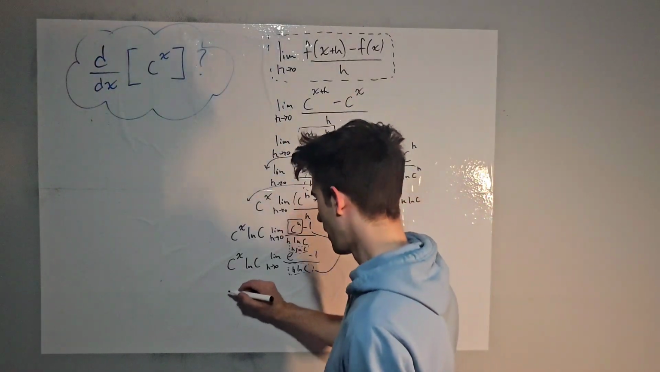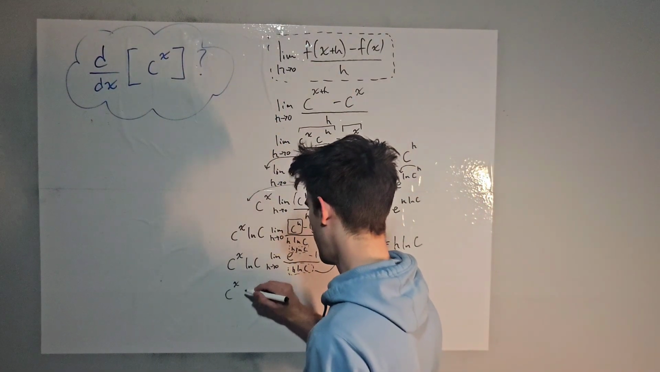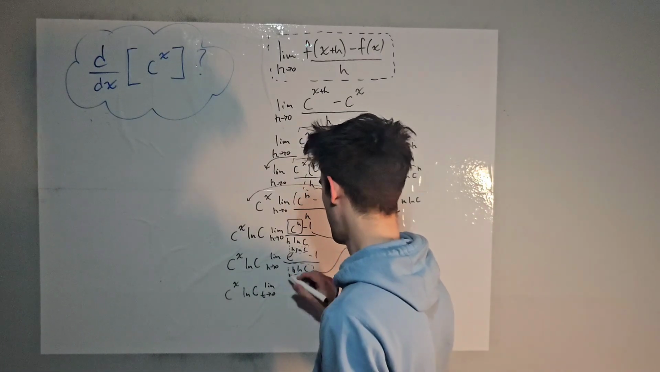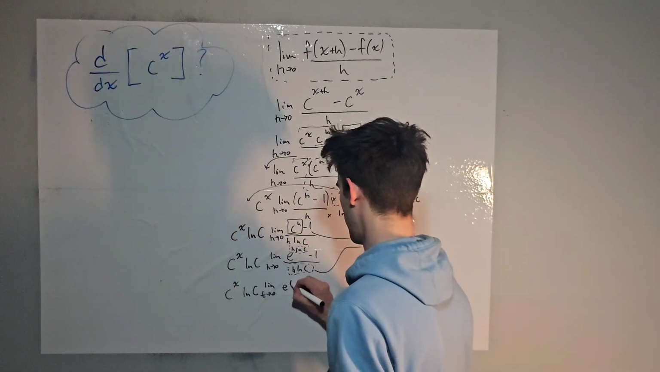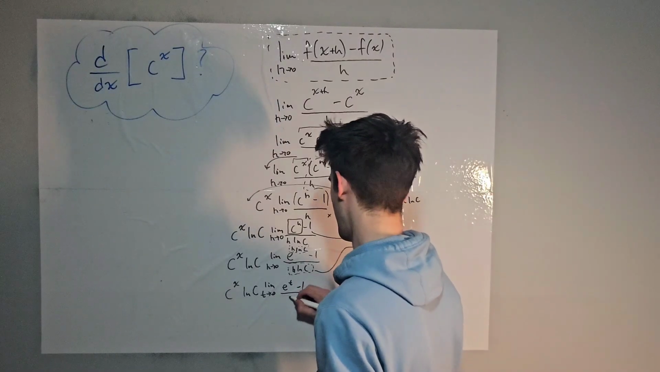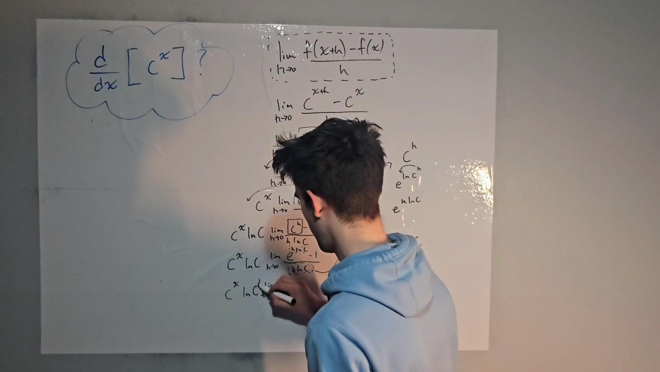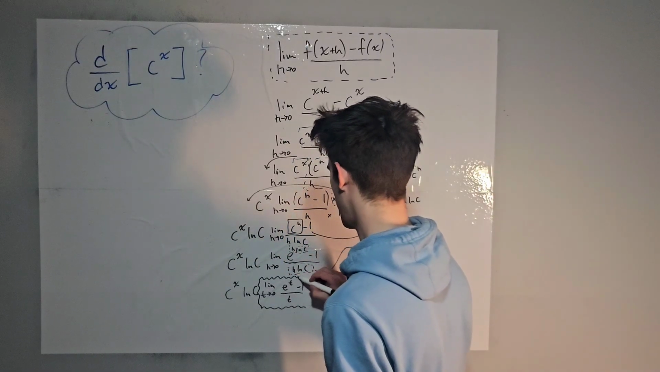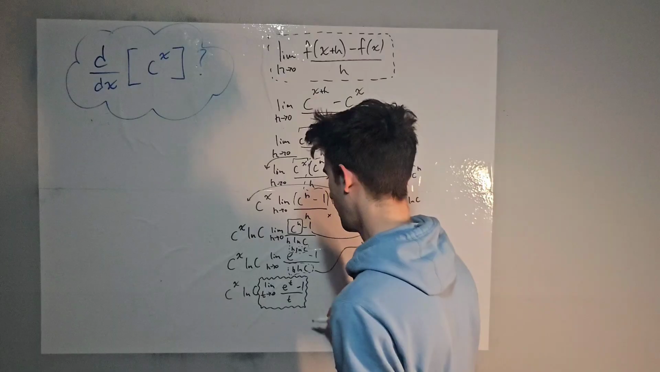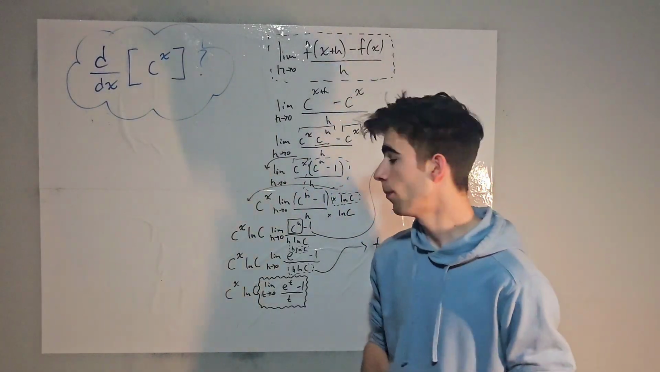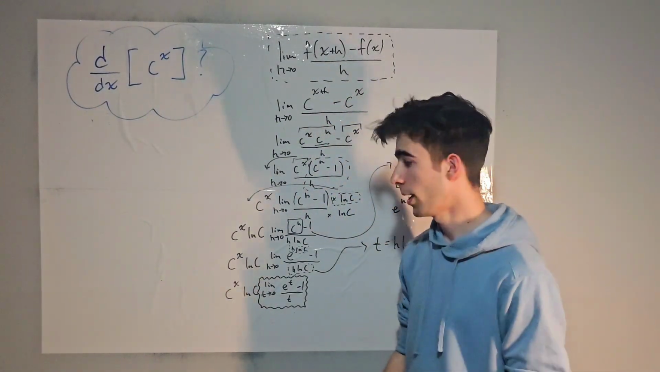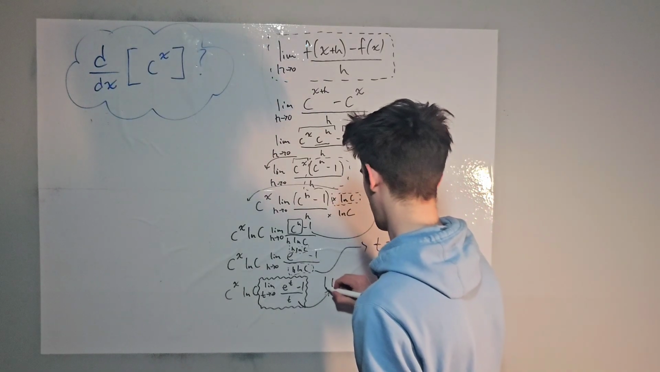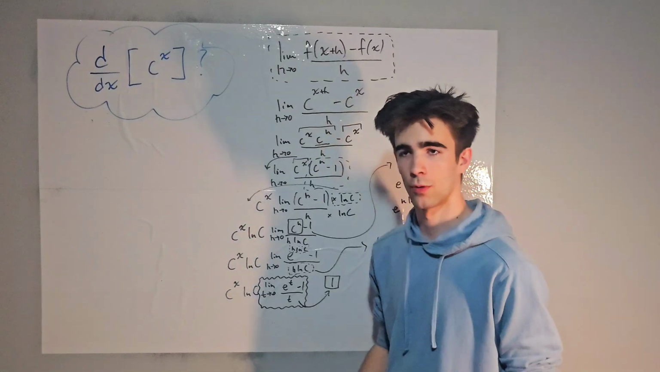All right. C to the x ln c times the limit as t approaches 0 of e to the t minus 1 over t. All right. This might look familiar or might not. This is a fundamental exponential limit, and I do have a separate video on this limit right here. But it evaluates to 1. So take a look at that video if you're curious for a more rigorous proof.